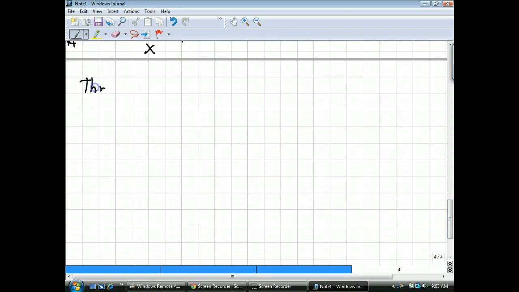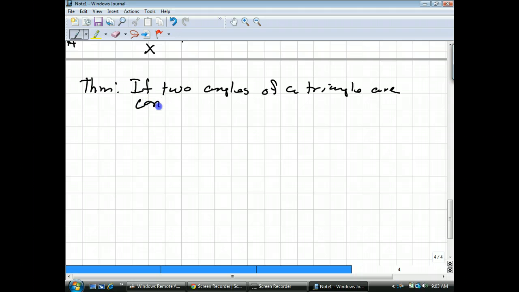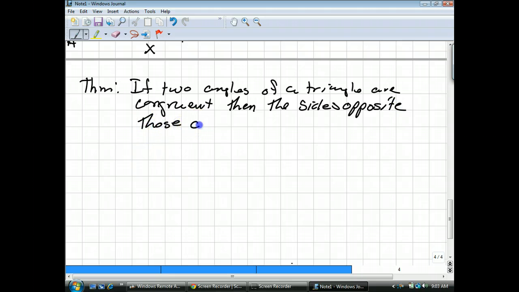And then our final theorem is the converse of the isosceles triangle theorem. And it says, if two angles of a triangle are congruent, then the sides opposite those angles are congruent. Okay?